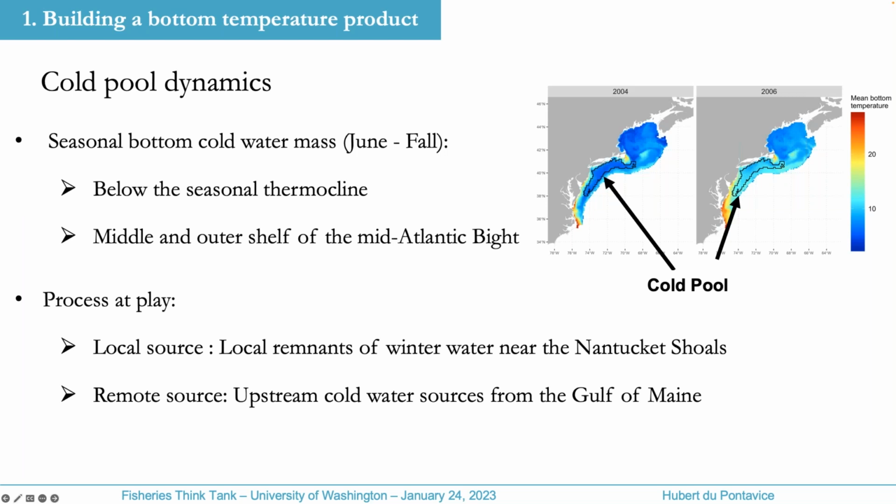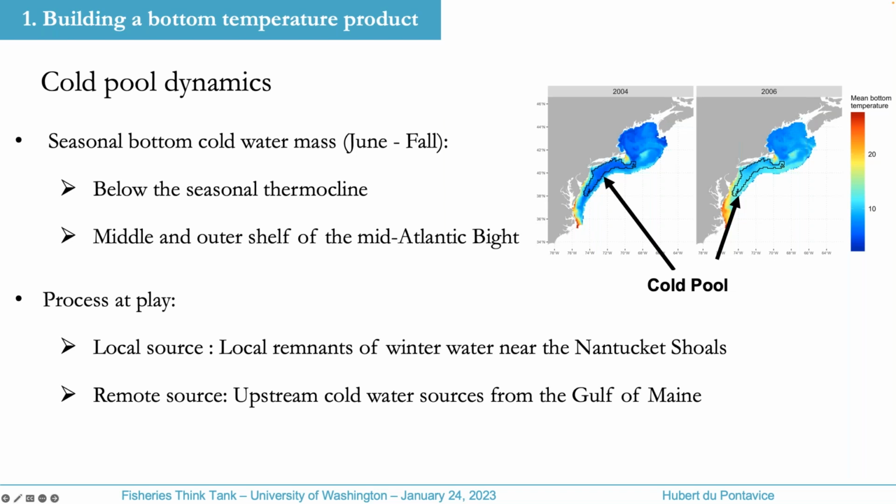But maybe the first question is, what is the mid-Atlantic cold pool? So as I mentioned before, the cold pool is a seasonal bottom cold water mass below the seasonal thermocline that occurs from late spring to early fall. It's located in the middle and outer shelf of the mid-Atlantic Bight, right here. So off the coast of New Jersey and southern New England.